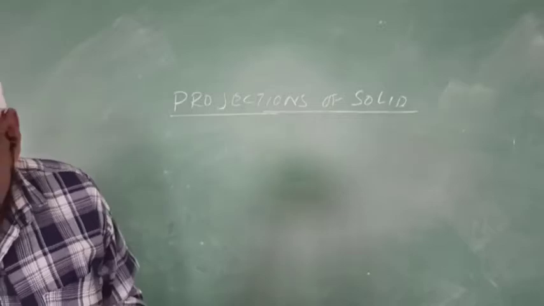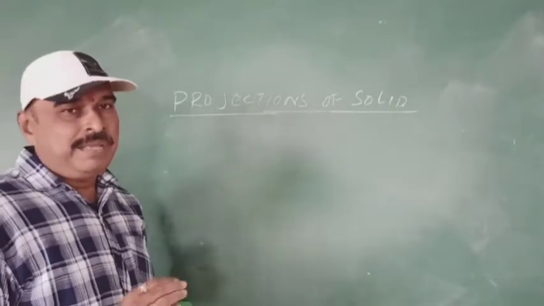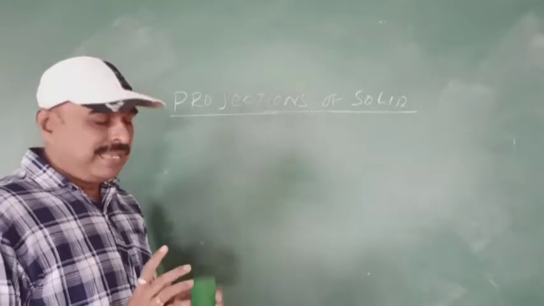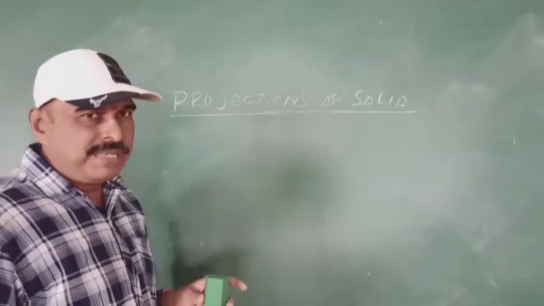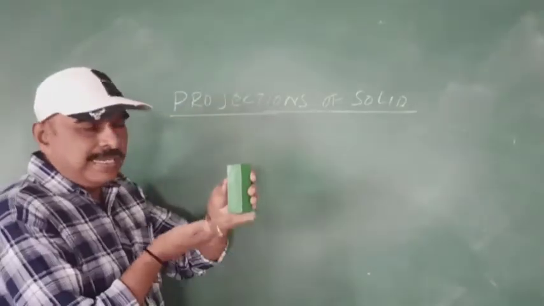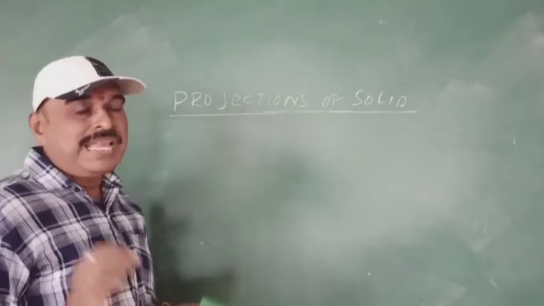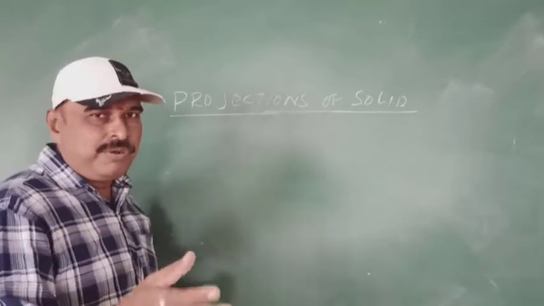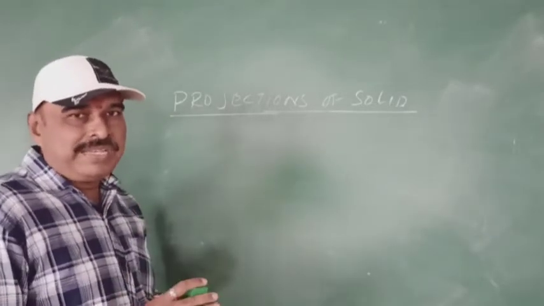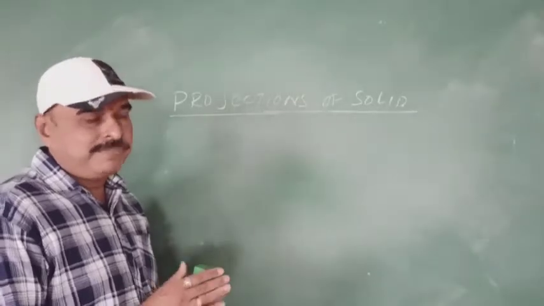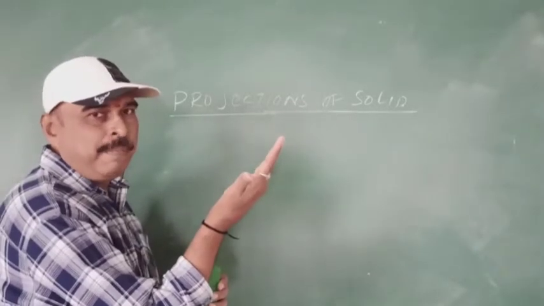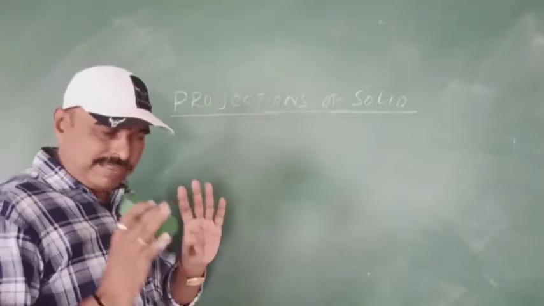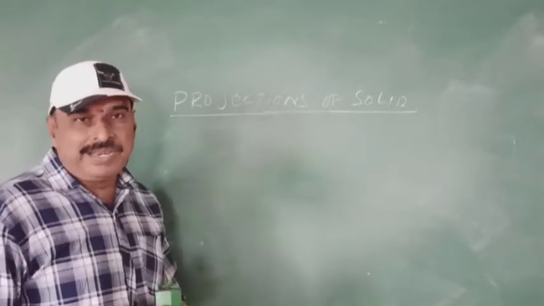Sometimes we may use the words right pyramid, right cone, right cylinder, right prism. Right means the axis is perpendicular to the base. Such solids are known as right solids: right prism, right pyramid, right cone, right cylinder. But we are not dealing with oblique solids, where the axis makes some inclination with the base. Those objects we are not dealing with here. So here we will be drawing the views for regular solids, right.